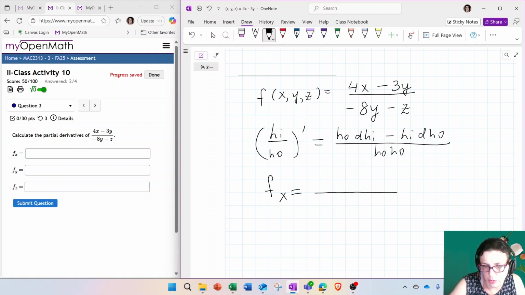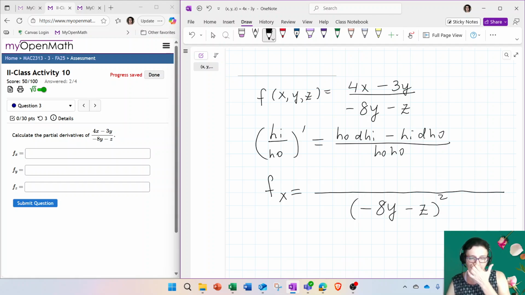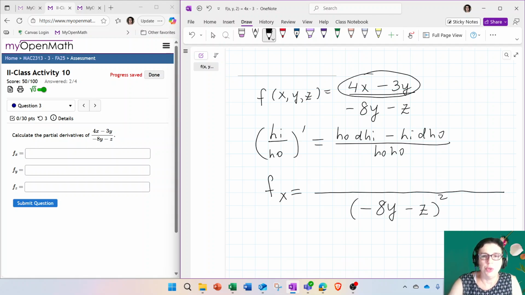The first thing we do is write a big fraction and square that bottom. Of course, the minuses will cancel and become pluses, but that's not important. We just square it, leave it alone. On the top, we're going to take the derivative of this with respect to x. The terms that don't have an x will drop out. So 3y does not have an x, so it'll drop out. The derivative of 4x is 4. And we're going to multiply that by the bottom with no change.